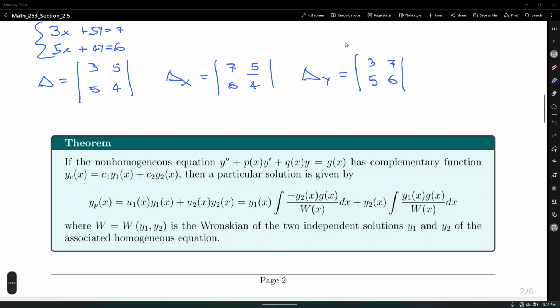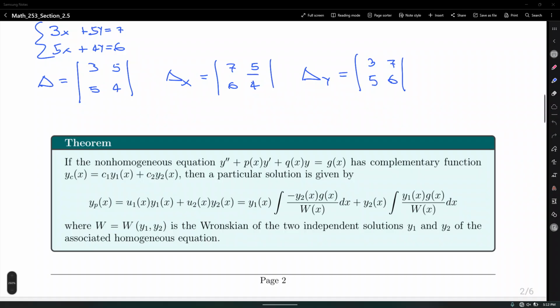So formally, the theorem to describe variation of parameters. Consider the non-homogeneous differential equation of the form y double prime plus p of x y prime plus q of x y equals some input function g of x, with complementary function, that is the solution to the corresponding homogeneous differential equation, of the form c1 y1 plus c2 y2.